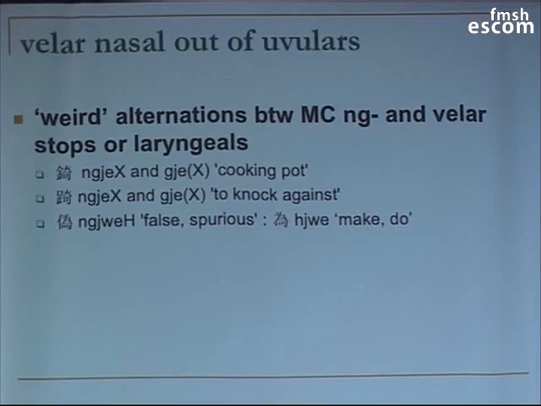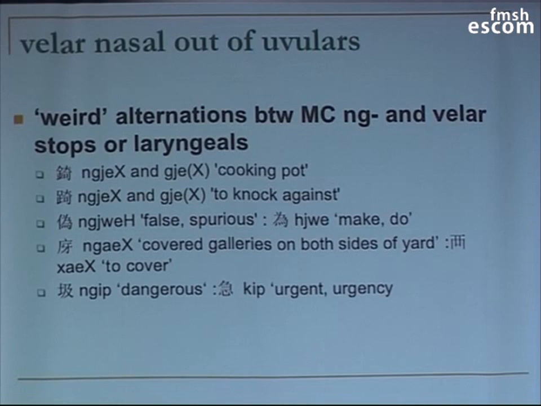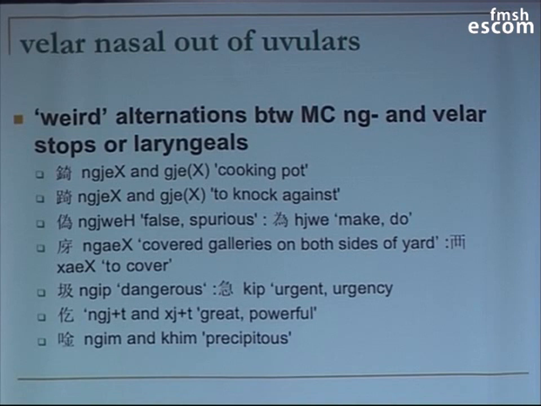Other case, wei meaning false has an eng, but wei to make or do has hj. How do you get that? Look at this one. Ya, covered galleries on both sides of Ya. And Xia, to cover. How do you get that? Nip, dangerous, versus keep, urgent, urgency. How do you do that? And Nip and Hip, great, powerful. Nim and King, precipitous.